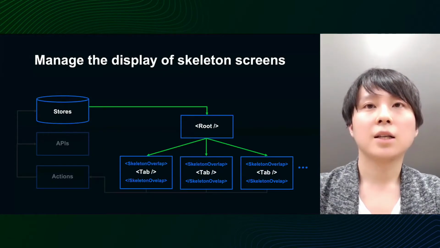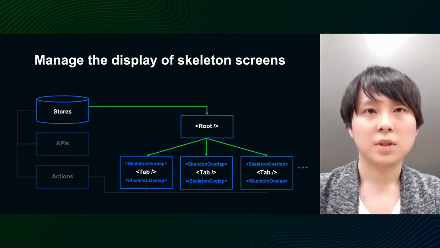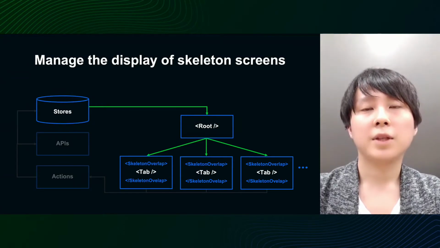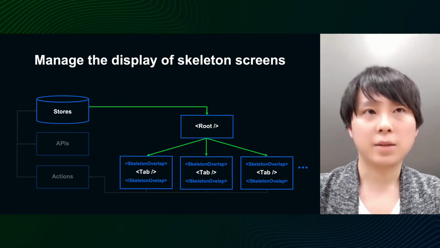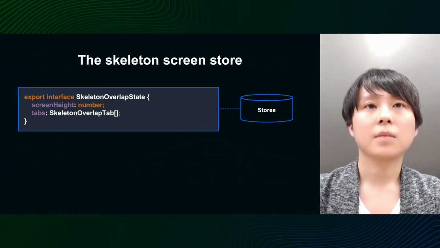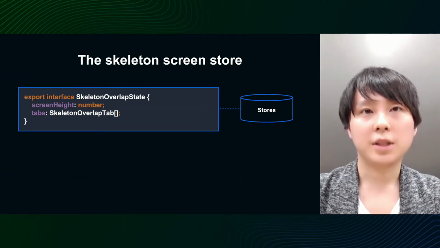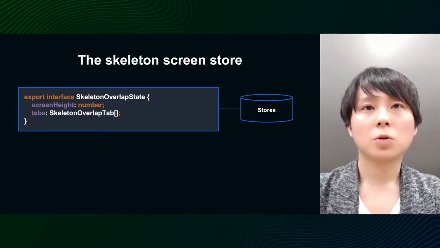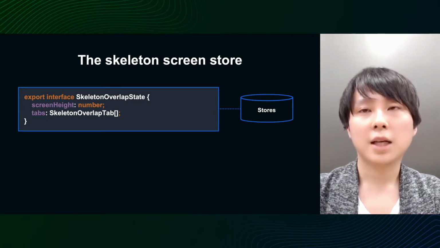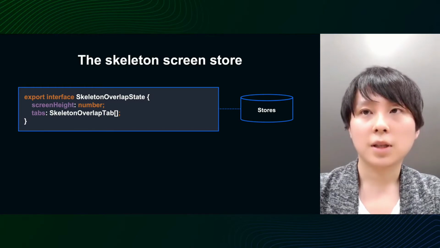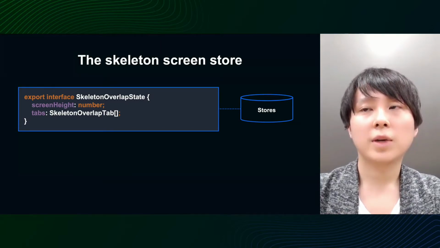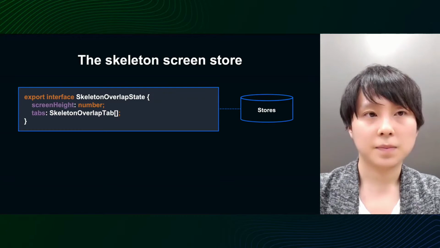Those two heights will be stored in the store. Whenever the store is updated, the skeleton overlap component will reflect the store state as props, and the skeleton screen can be managed. Store is newly prepared exclusively for skeleton screens. Its structure is defined as skeleton overlap state so that it has two heights required by the skeleton screen's release condition.